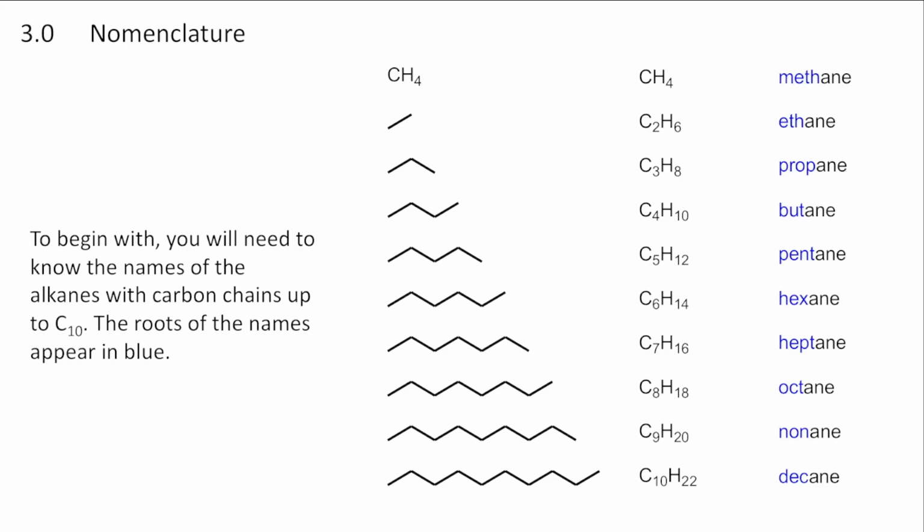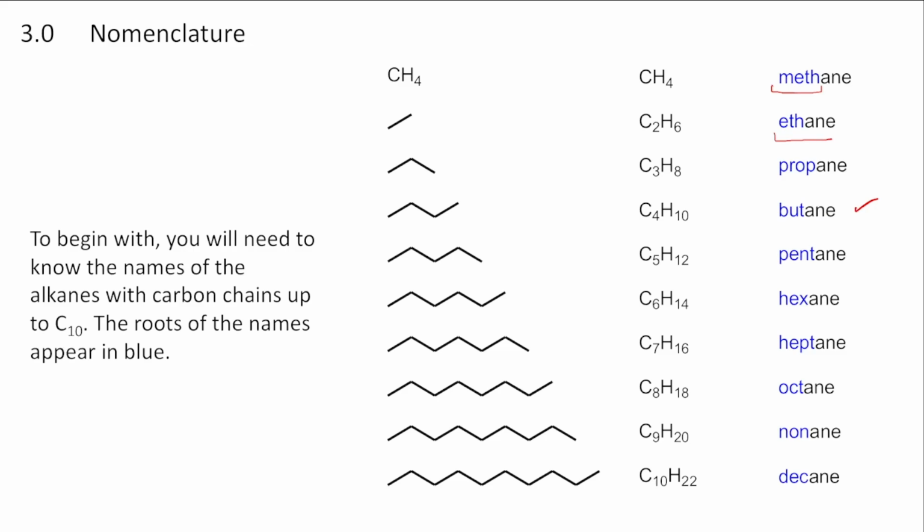So the name for the alkanes of length up to 10, if it's got 1 carbon, it's called methane. And we would call the first part of this word, the prefix, the root name for a carbon chain of 1 carbon long. 2 carbons is called ethane, 3 propane, and 4 butane. And those are names you're going to have to become very familiar with.